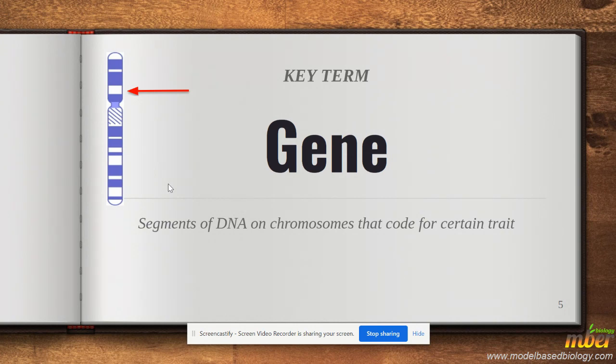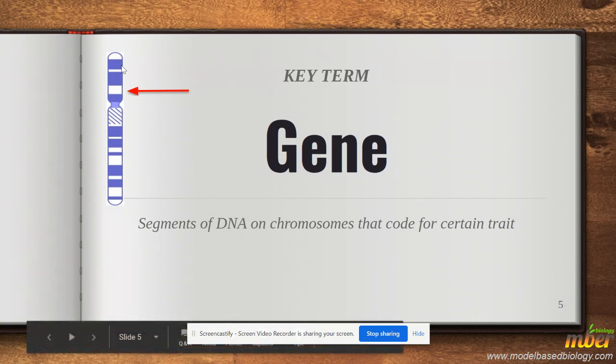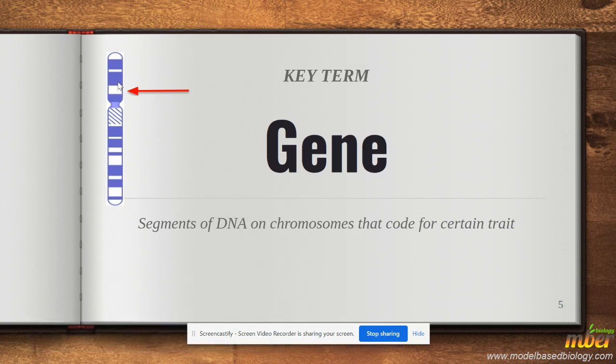So second key term, gene. Segments of DNA on chromosomes that code for a certain trait. So this is a chromosome. This particular spot here that this is indicating, that area will code for something very specific, such as hair color, how tall you might be, and other things such as that.